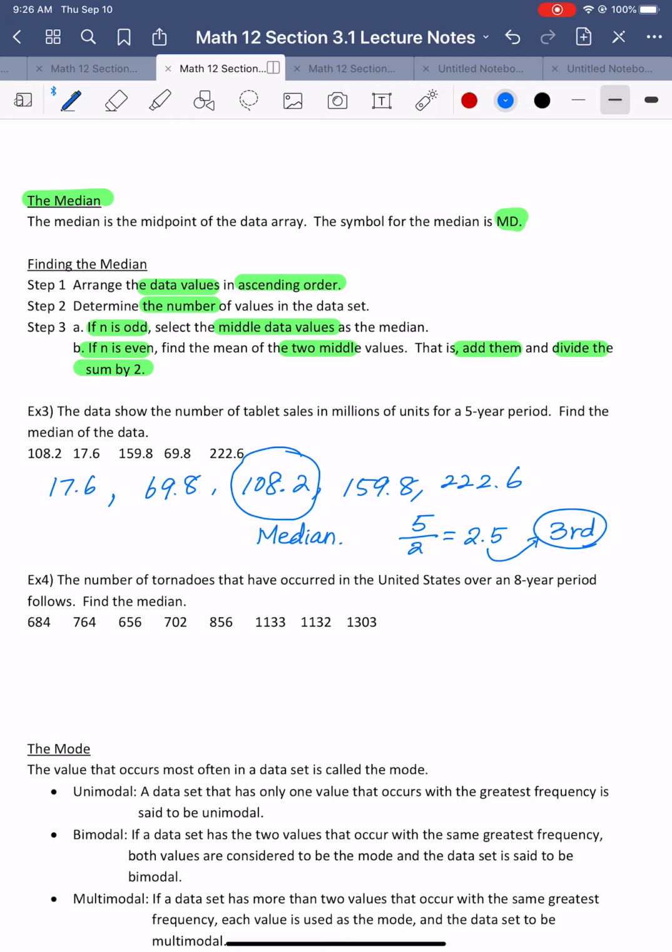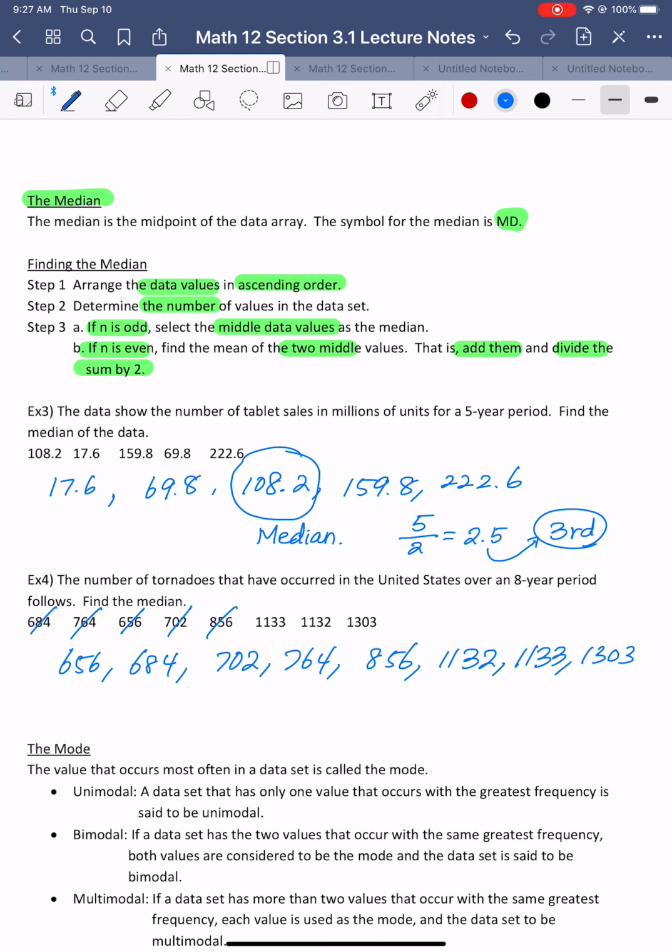Okay, next example. The number of tornadoes that have occurred in the United States over an 8-year period follows. Find the median. So we also need to put the numbers in ascending order first. I think 656 is the lowest. Then 684, and then 702, oh no, sorry, I have to switch it. 702 and 764 and 856 and 1132, 1133, and then 1303.